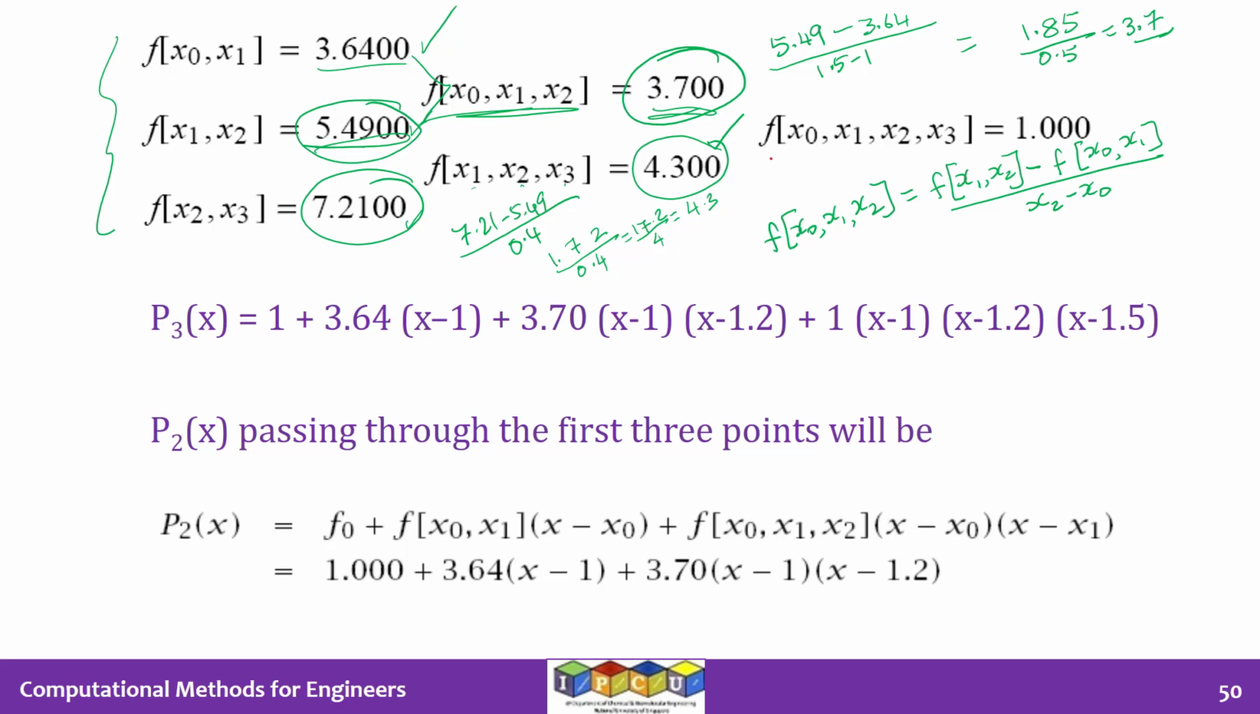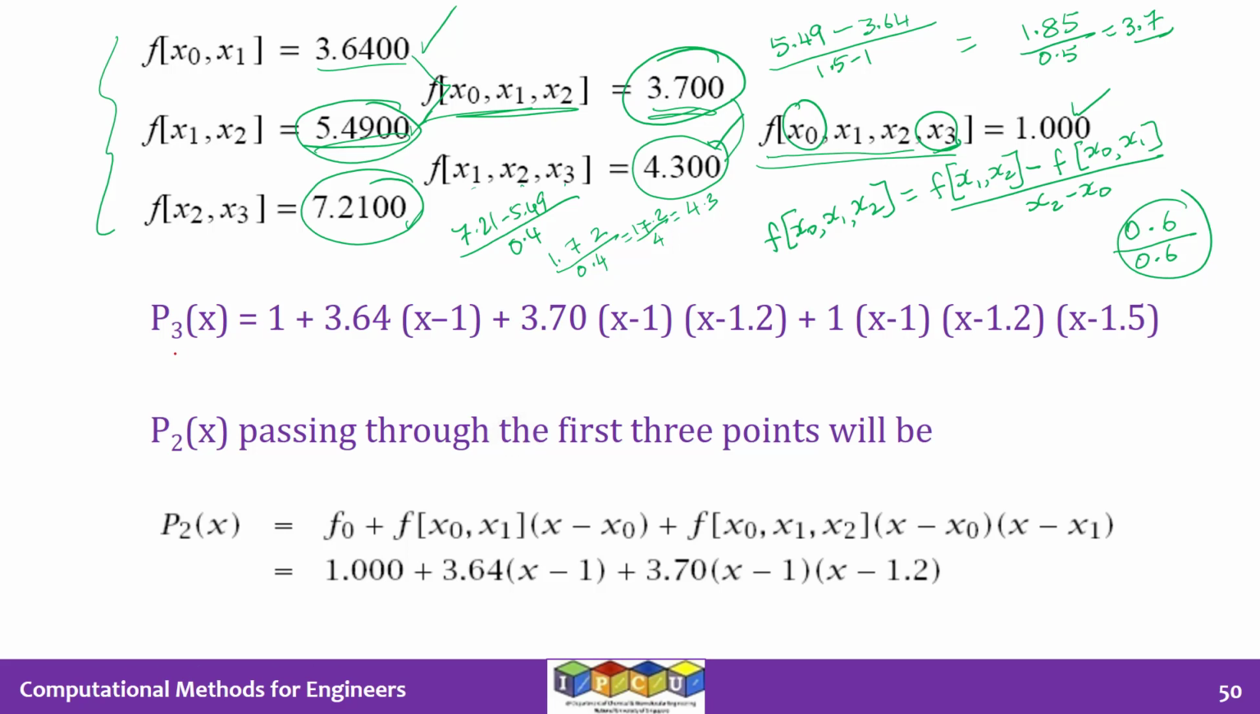And finally, the third divided difference is going to be 4.3 minus 3.7, which is going to be 0.6, divided by x3 minus x0. x3 is 1.6, x0 is 1. Therefore, x3 minus x0 is 0.6. So the third divided difference is going to be 0.6 by 0.6, which is equal to 1. So we have got all the divided differences here.